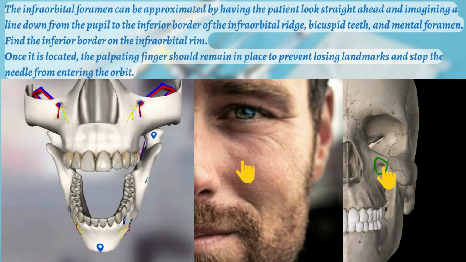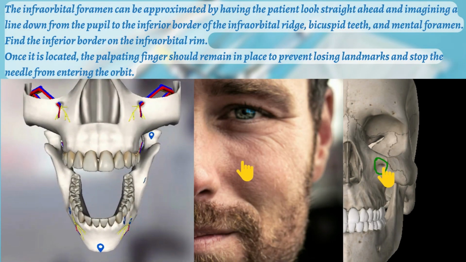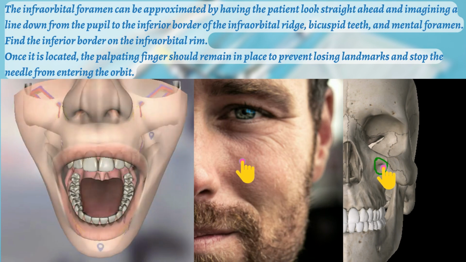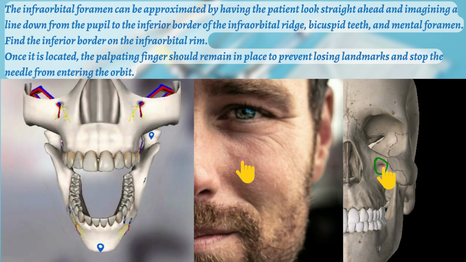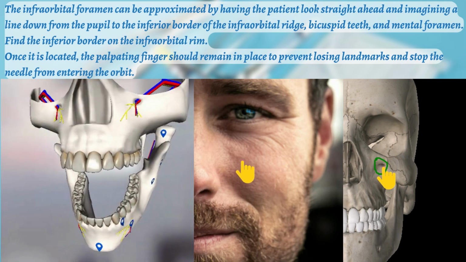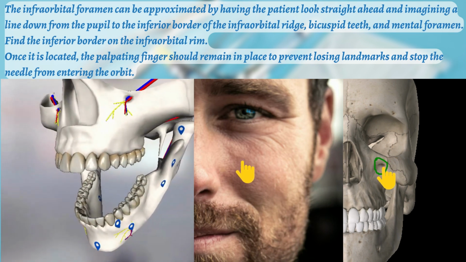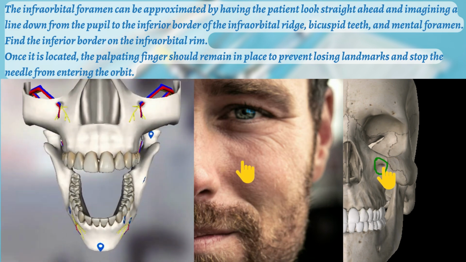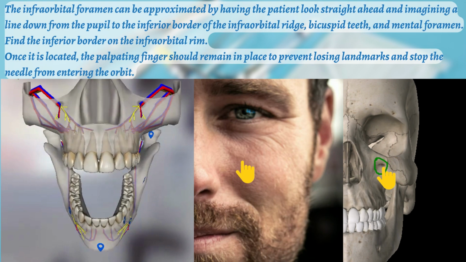The infraorbital foramen can be approximated by having the patient look straight ahead and imagining a line down from the pupil to the inferior border of the infraorbital ridge, bicuspid teeth, and mental foramen. Find the inferior border of the infraorbital rim. Once it's located, the palpating finger should remain in place to prevent losing landmarks and stop the needle from entering the orbit.